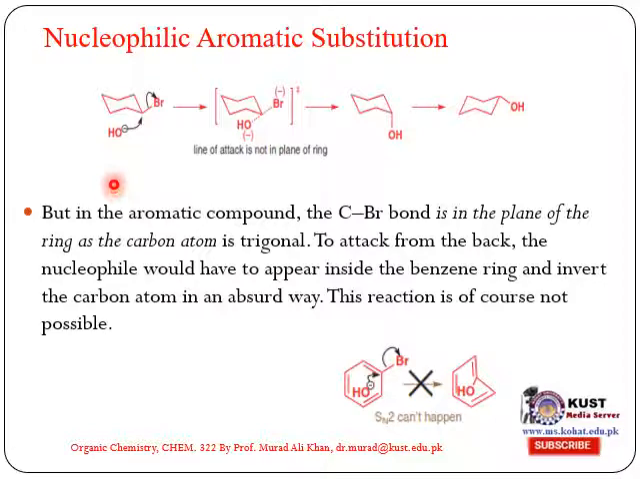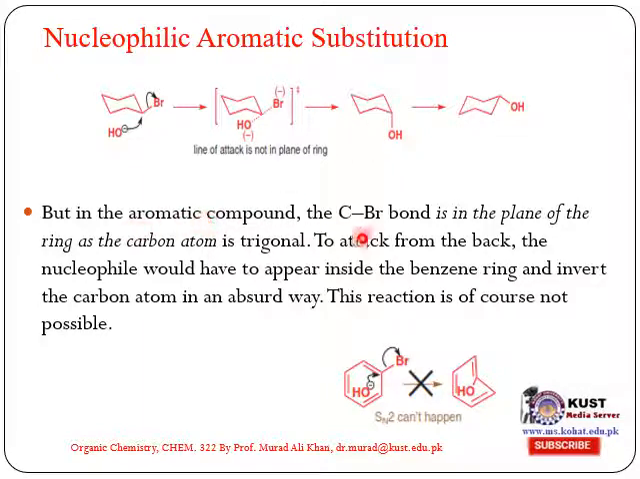And how? If you see here, in the aliphatic ring, the backside attack is here, and if you see, the line of attack is not in the plane of the ring. The line of attack is in the plane of the bromide, but not in the plane of the ring. And a nucleophilic substitution can occur in the ring.